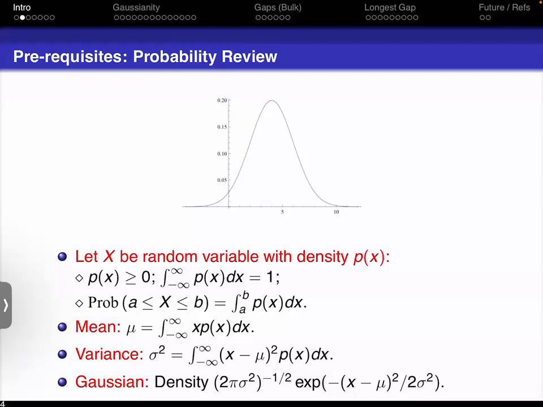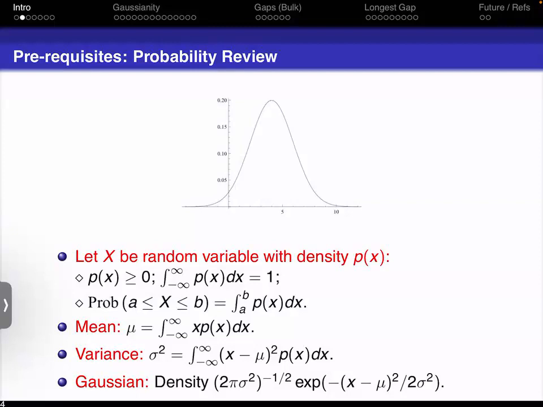So we say x is a random variable with density p if the following is true. p of x is non-negative, and it integrates to 1. And then the probability that x takes on a value between a and b is just the area under the curve from a to b. Now, we may not be able to write a nice closed form expression for this. Maybe p doesn't have a nice antiderivative, but formally we can still write this down. And this is one of the reasons we care so much.